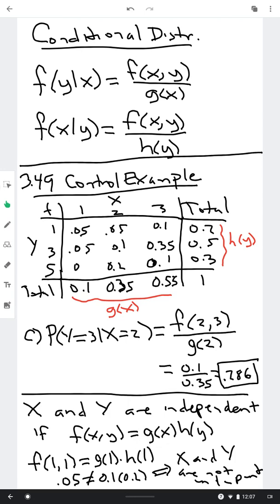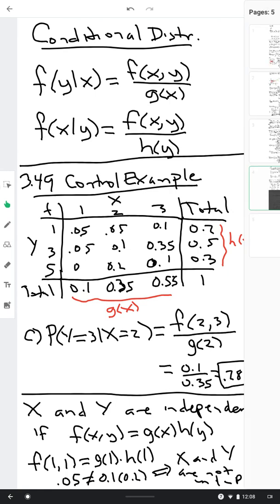Okay, that's for the discrete case. For the continuous case, it's a little bit easier when I want to talk about independence. And we're going to look at an example of that right now.